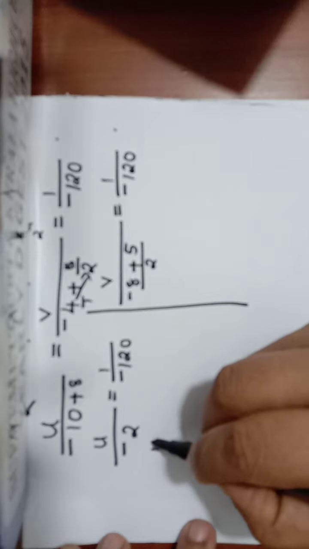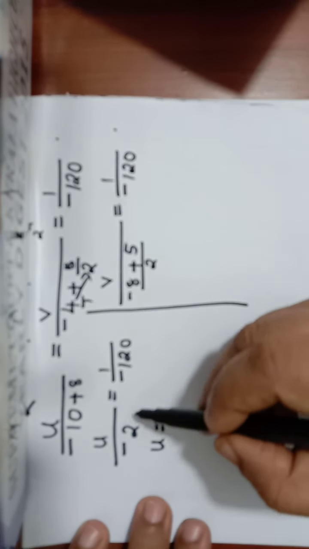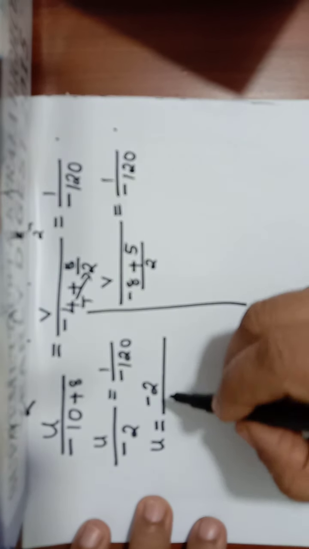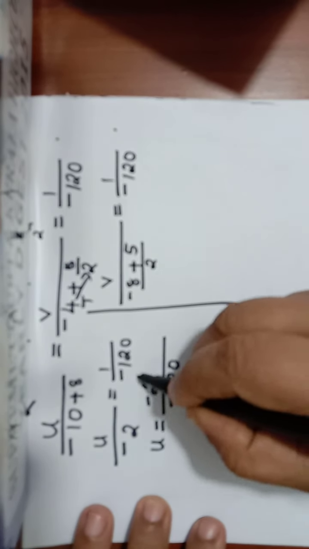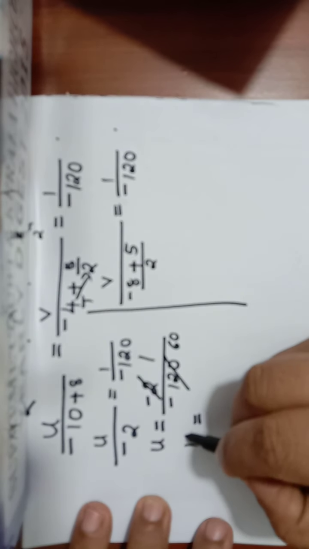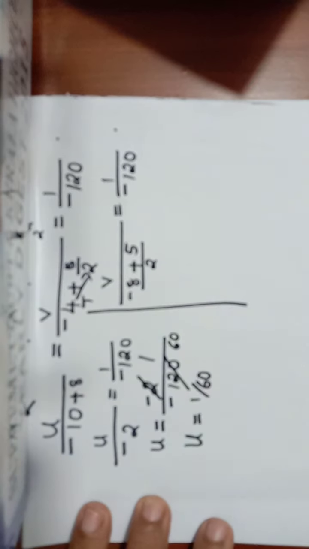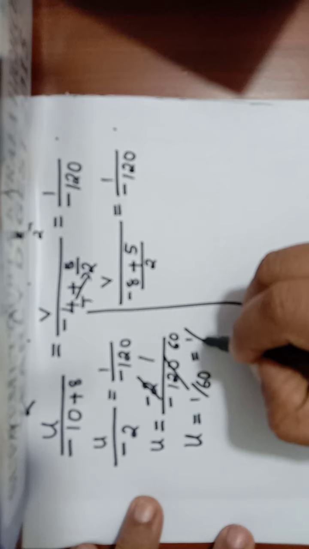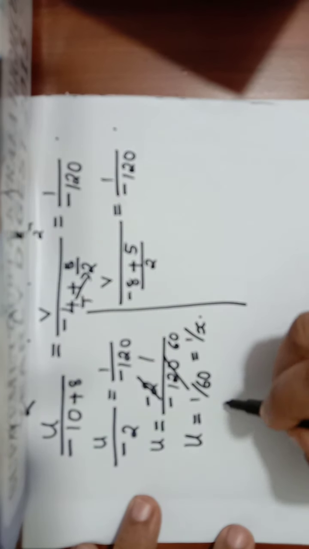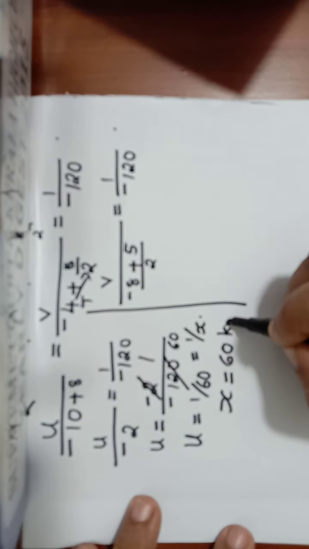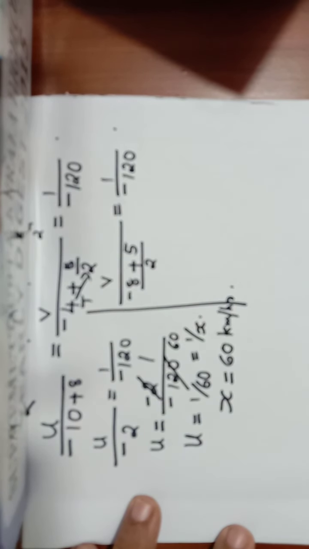Here u equal to, only u we want, negative 2 to the other side. So don't change the sign. It's multiplication. So negative 120, 1 time here 60 time. Negative goes, u is equal to 1 by 60. What is that u equal to? Isn't it 1 by x? It is 1 by x. Therefore, x is equal to 60 kilometer per hour. That is the speed of the train we have taken.